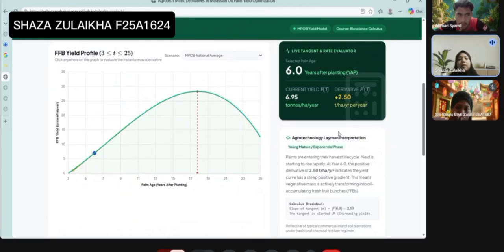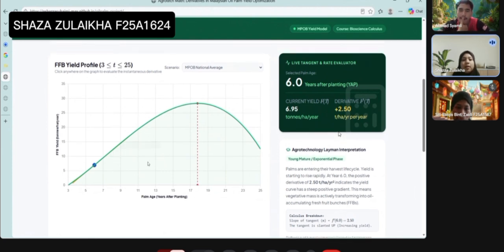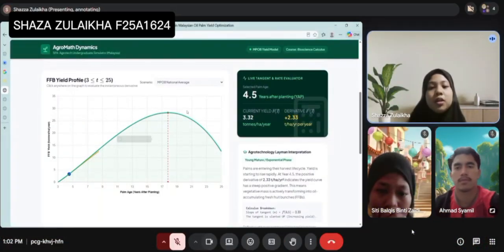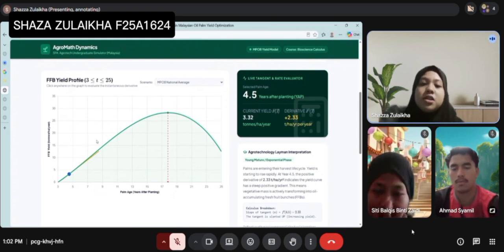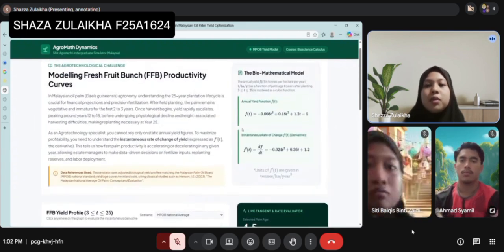Okay, now I will explain the main points shown on the website. This section explains the biological growth pattern of oil palm trees over 25 years. It describes how yields start low during the immature stage, increase as the palm matures, reach a peak, and then decrease as the trees age. This section introduces the real-world problem that plantation managers face. Next, I'll click on the biomathematical model.